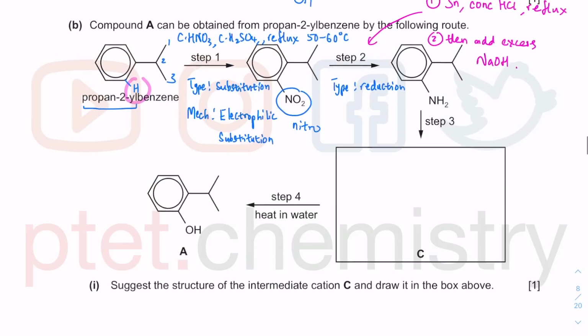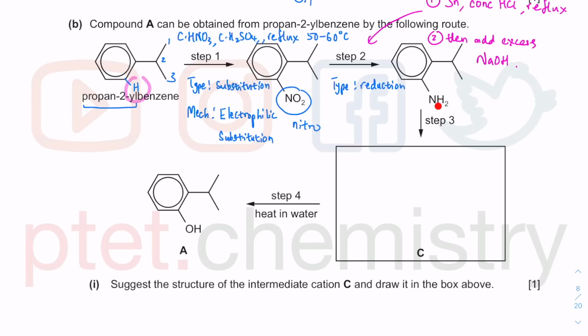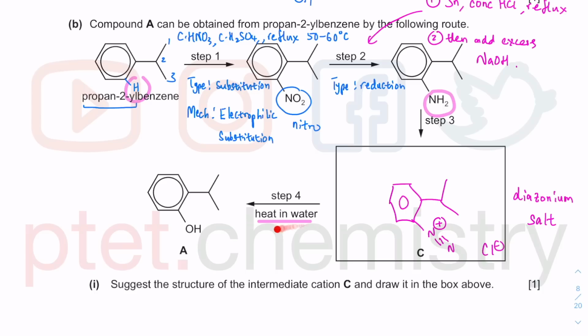In step 3, we don't know what happened, but we can suggest, because from here to here, you just heat in water, so you have lost the NH2, but this NH2 must be the one that reacts. What has happened there? That must be the diazonium, because the only way you're going to lose that will be via the diazonium. The diazonium is that nitrogen with a positive charge. It's a diazonium salt. And this way, when you heat in water, the H2O will act as a nucleophile, and then the N2 will escape as a gas.